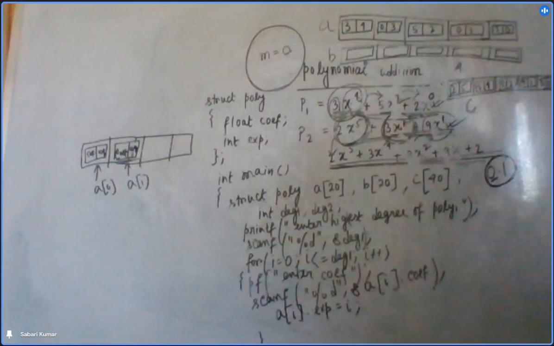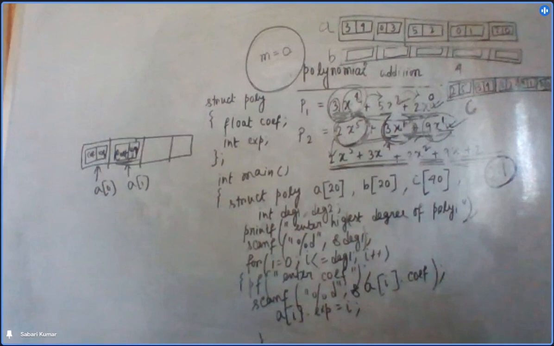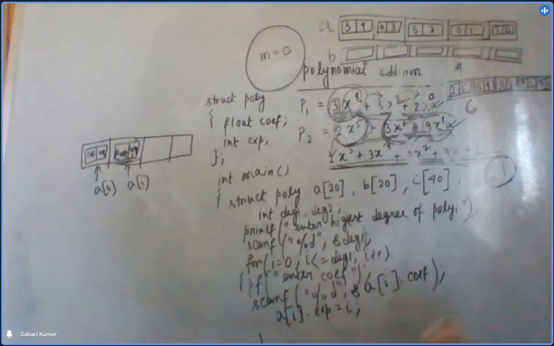In the next class, again from the beginning, we will start the total code, just the logic part I gave you in today's class. In the next class, we will go for the total code. Okay?